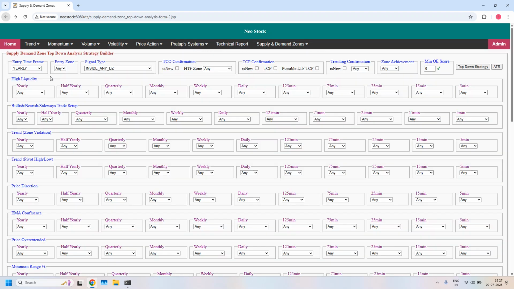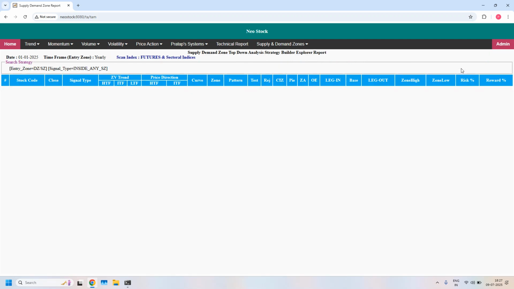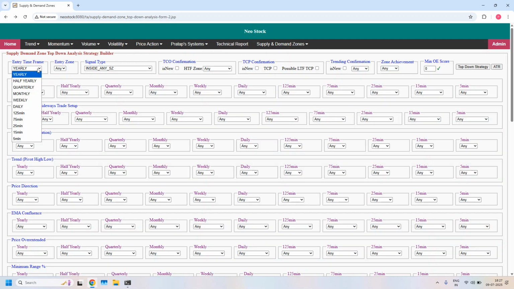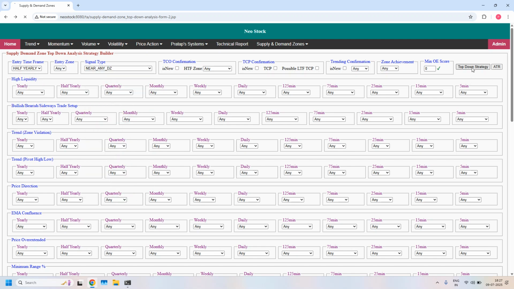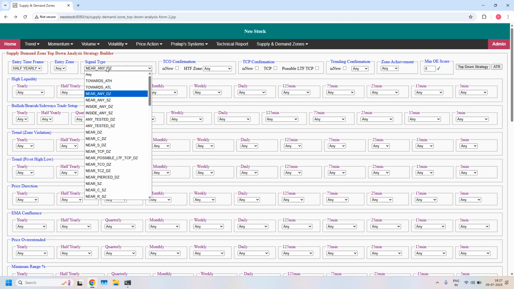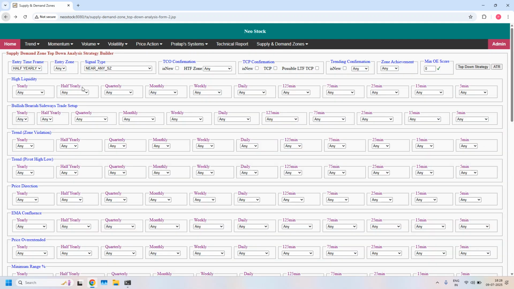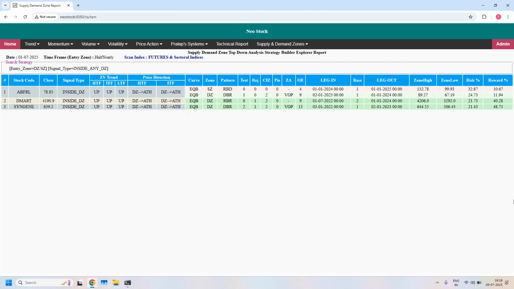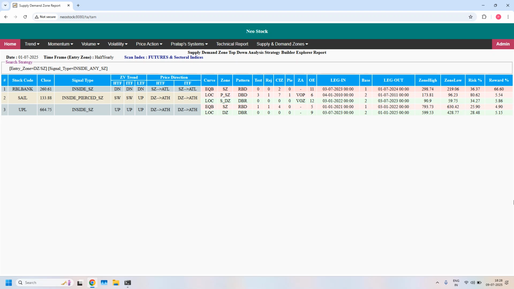Next, price closed inside the yearly supply zone, no stocks. Next time frame half yearly, stocks near half yearly demand zone, no stocks. Stocks near half yearly supply zone, also no stocks. Next, price closed inside the half yearly demand zone, we got 3 stocks. Next, price closed inside the half yearly supply zone, we got 3 stocks.